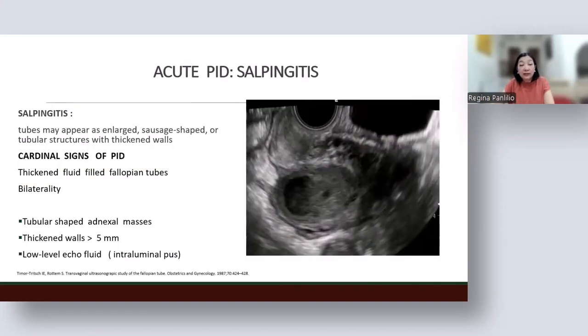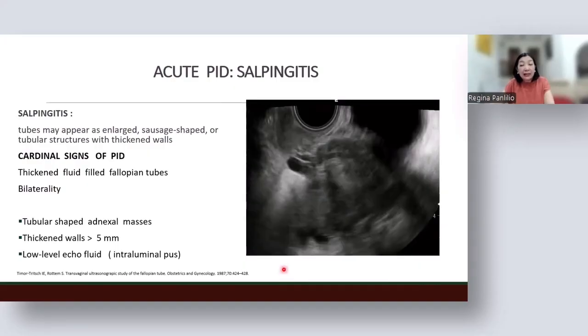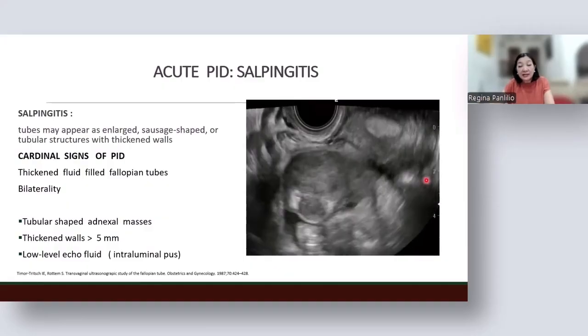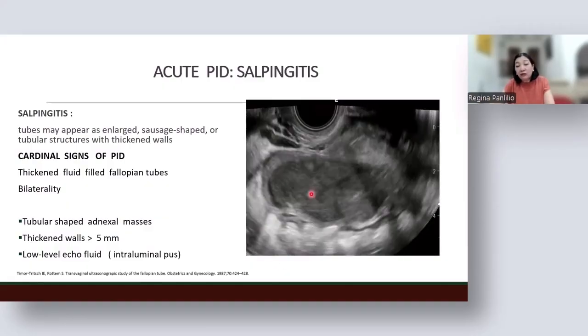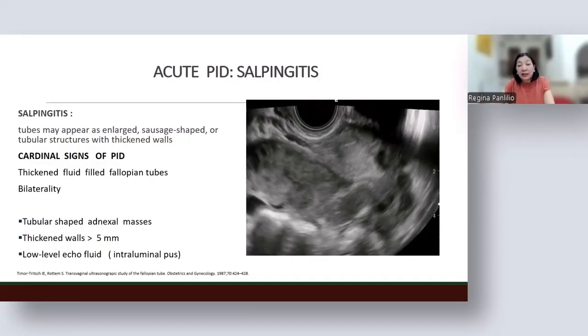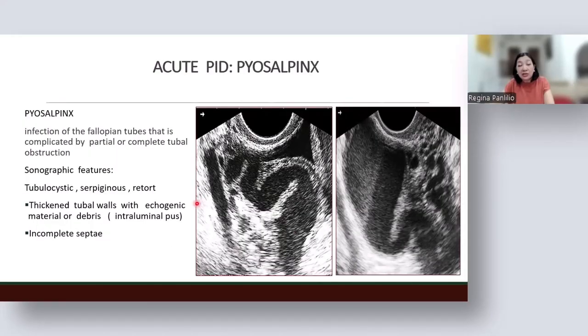With further inflammation, the tubes now become more dilated, sausage-shaped, often bilateral, and these are the cardinal signs of pelvic inflammatory disease: the thickened walls, and the low-level echo fluid within the tube, which is the intraluminal pus. And when there is obstruction, these pyosalpinges become serpiginous, retort, and even pear-shaped, with more thickened walls. We can see the incomplete septation, characteristic of tubal pathology, and fluid layering or debris within.